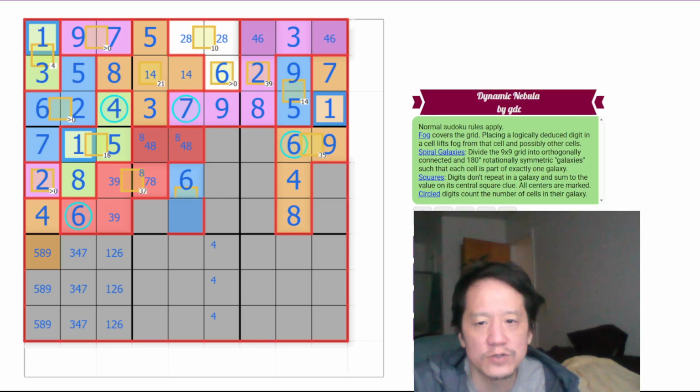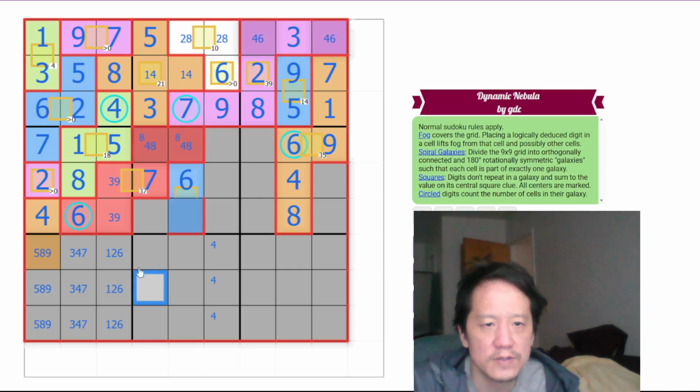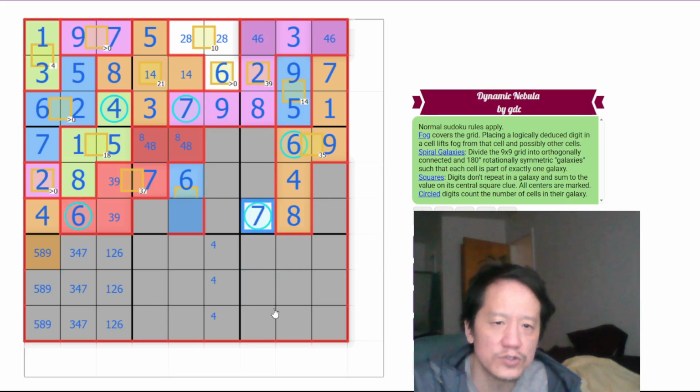Let's just make sure that these colors worked. Yep. This can't be 8. This is a 7. 7 cannot be here. Whereas the 7 in box 6 can't be here because of these 7s. It must be here. So this is a 7. Interesting. It's in a 7 galaxy. So this is a separate galaxy here.